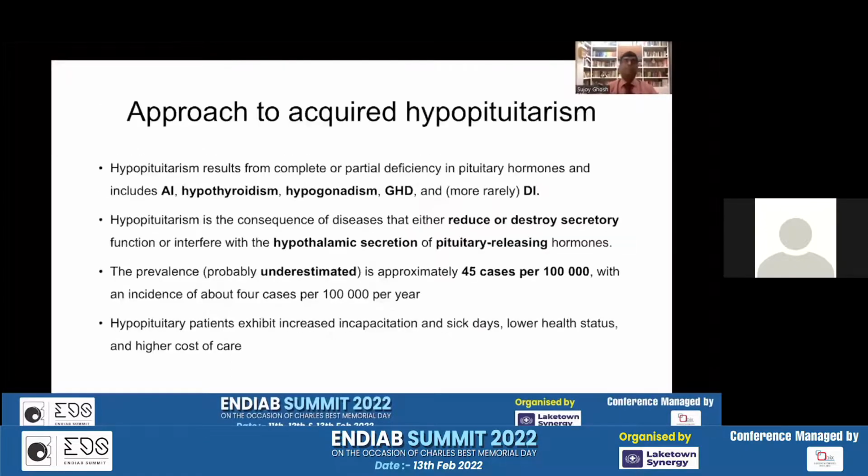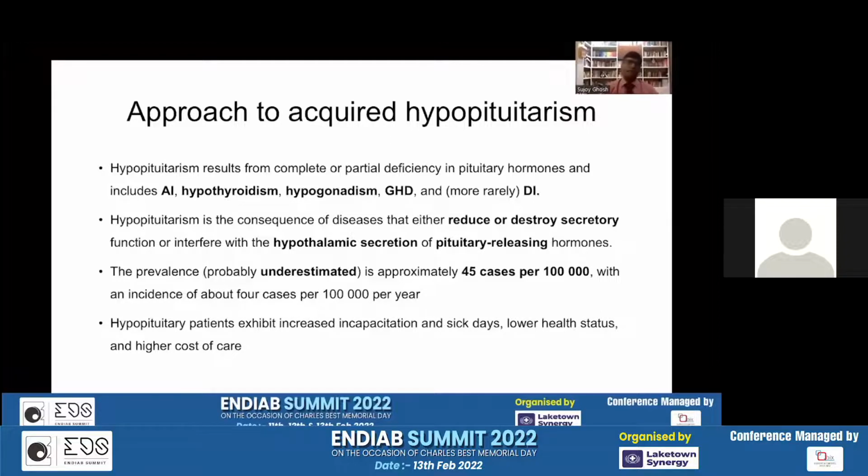If you look at acquired causes of hypopituitarism, that would include features suggestive of adrenal insufficiency, hypothyroidism, hypogonadism, growth hormone deficiency, or even, rarely, diabetes insipidus. This could happen because you have a reduced or destroyed secretory capability. For example, in a vasculotoxic snake bite, the anterior pituitary might get destroyed. It can also be because of some kind of a tumor or a space occupying lesion.